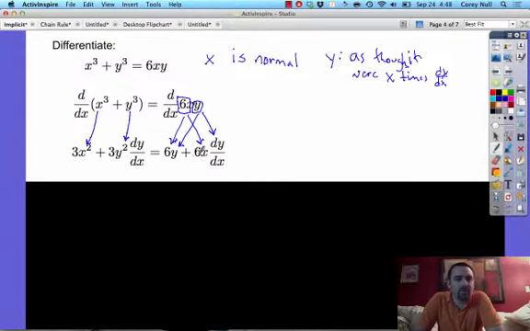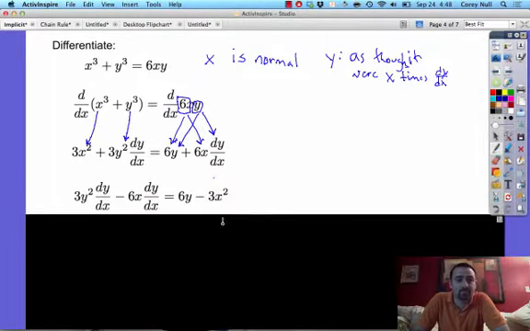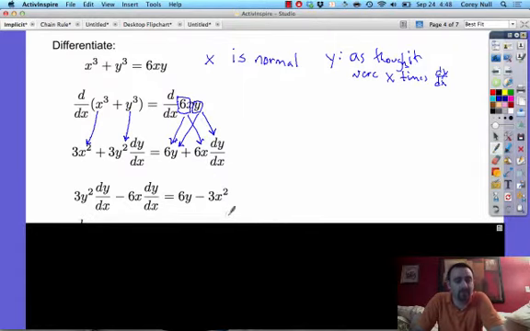So now I have this thing where I have a dy/dx over here, dy/dx over here, but I want to find what the derivative is equal to. I want to have all my dy/dx's on the left and everything else on the right. So I've got to collect like terms. Let's put all my things with dy/dx on the left. So I subtract 6x dy/dx to get that over here. And I subtract 3x squared to get it over here. So I end up with 3y squared, that was on the left already, minus 6x dy/dx, that was from the right-hand side, equals 6y minus 3x squared.